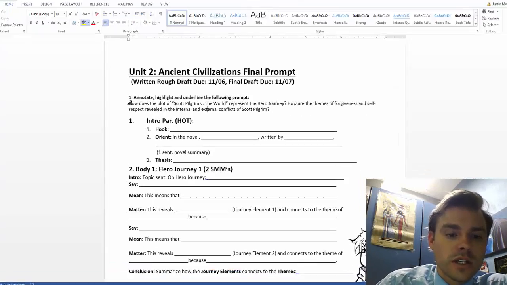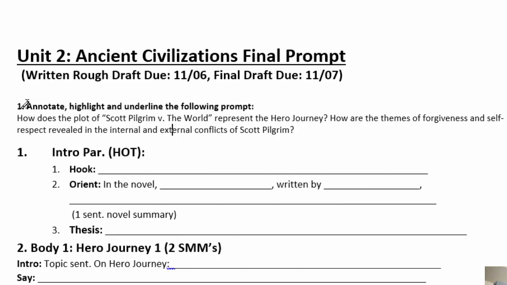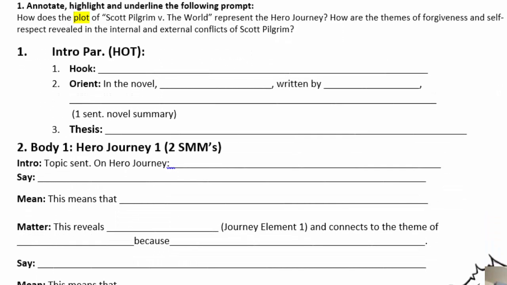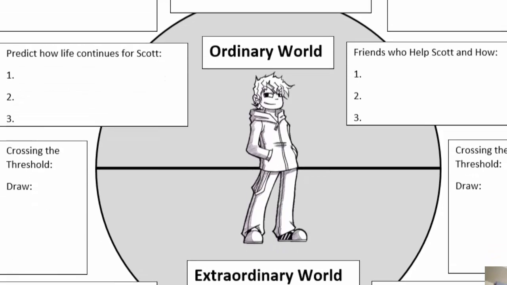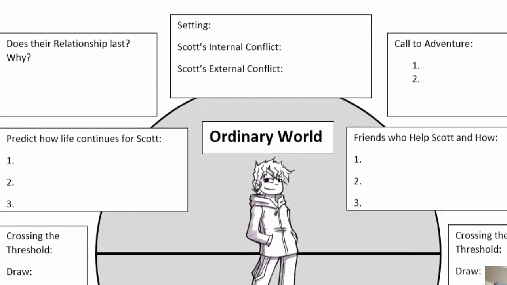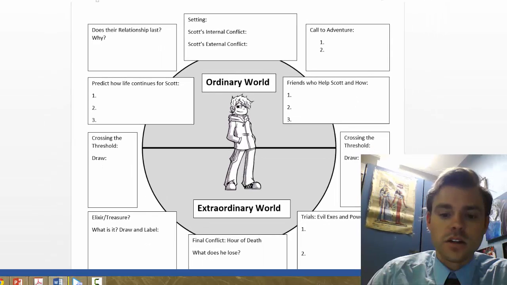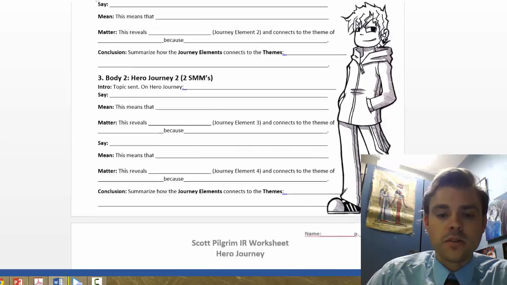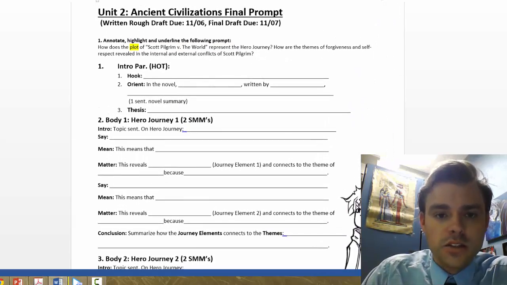So let's go ahead and read the prompt together. It says to annotate, highlight, and underline. How does the plot of Scott Pilgrim versus the World, key word there is plot, represent the hero journey? So pretty straightforward. You're going to be using the hero journey and the details of your worksheet, the worksheet that you had completed in the front of the prompt here, in which you find each of these areas of the hero journey and put details into that. And that will become your concrete details, or the "says" in your saying matter.